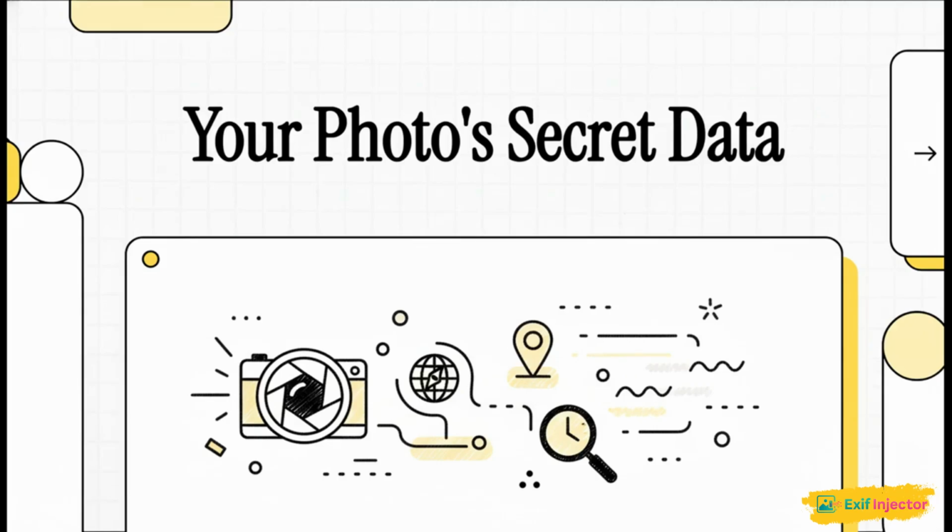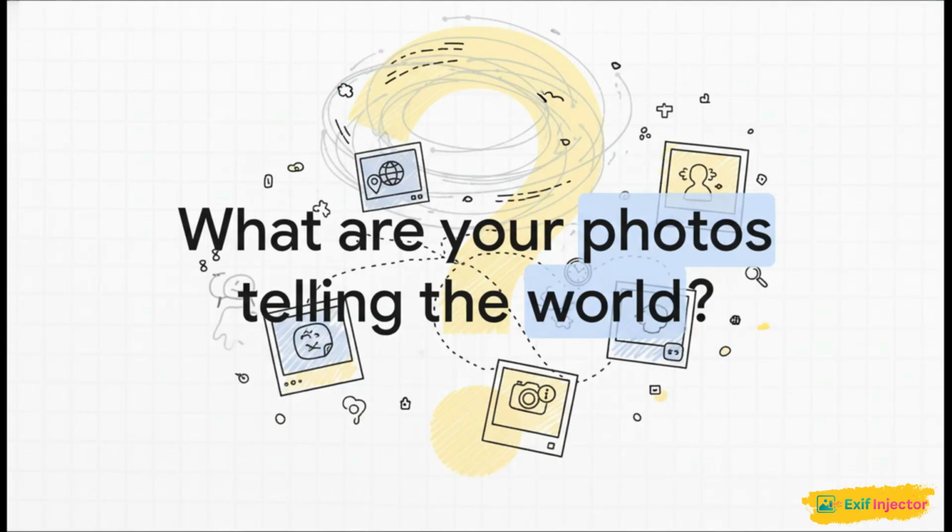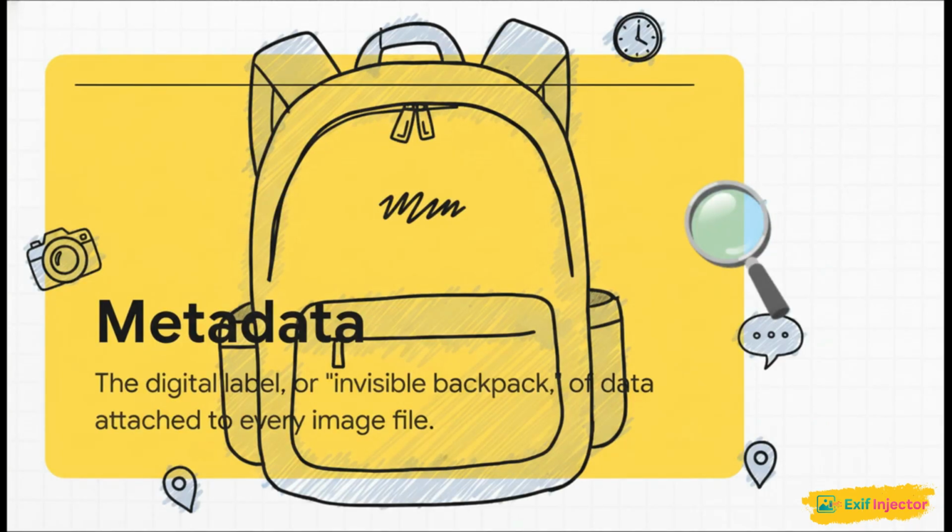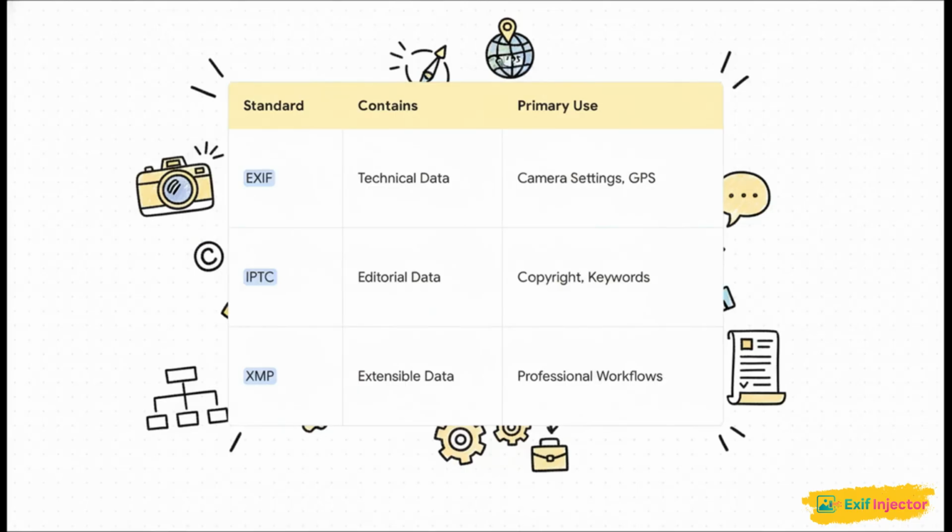Let's dive into the invisible data that lives inside every single photo you take. It's probably way more than you think. Each image has this hidden layer of info attached to it. It's called metadata. Think of it like a digital backpack full of your camera's technical details. Basically, there are three main types: EXIF, IPTC, and XMP. And each one does something different.